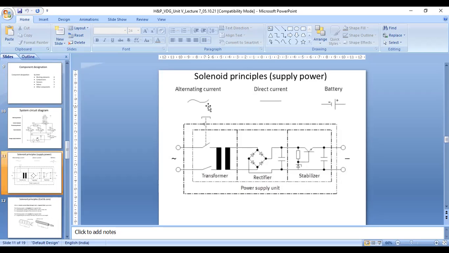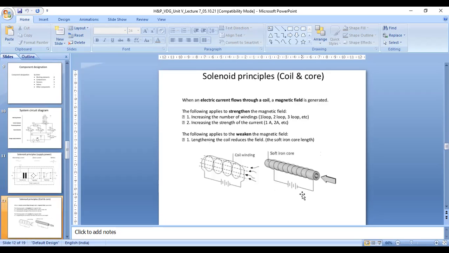Solenoid principle: alternating current, direct current, battery, transformer, rectifier, stabilizer, power supply unit. Solenoid principle: coil and core. When electric current flows through a coil, a magnetic field is generated. The following apply to strengthen the magnetic field: increase the number of windings, increase the strength of the current. The following apply to weaken the magnetic field: lengthening the coil reduces the field.